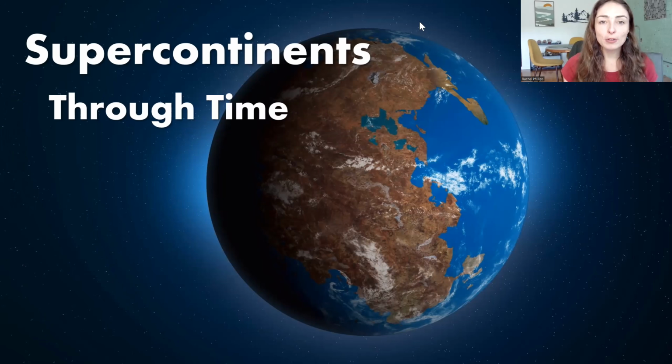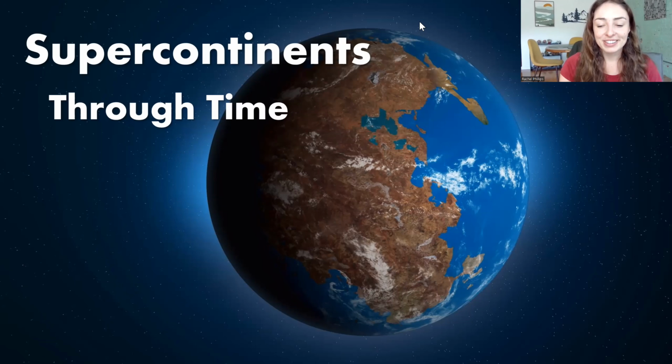Although Pangea gets the most publicity, it's not the only supercontinent that's ever formed on Earth. There have been several supercontinents that have formed throughout Earth's history, and in today's video, we're going to be talking about all of the supercontinents or proposed supercontinents that have formed throughout Earth's history, as well as 5 times that supercontinents have led to major diversification and devastation of life on Earth.